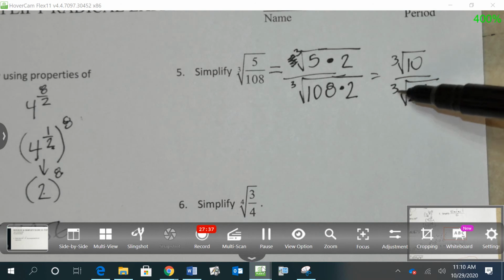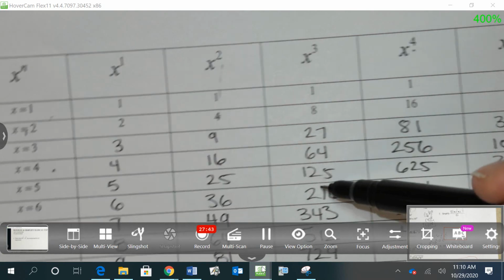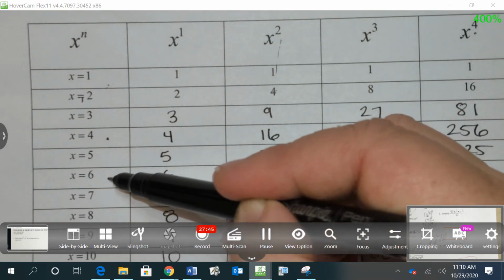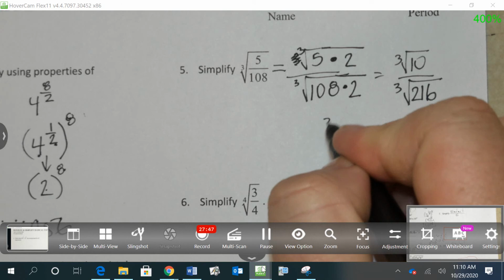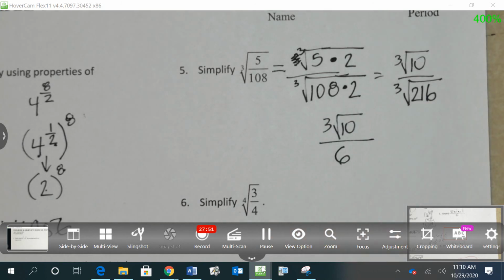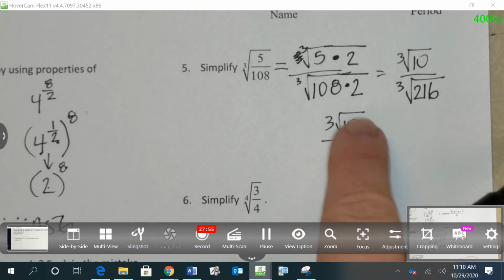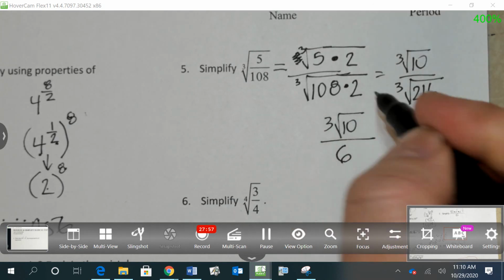I'm going to, in just a second, go to the column that has a 3 and find 216. Column of 3, find 216, go straight across, it evaluates to 6. So this final answer is 6 by itself on the bottom. There's no radical, it's gone. The nth root is 3 here, of 10. This would be the final answer.